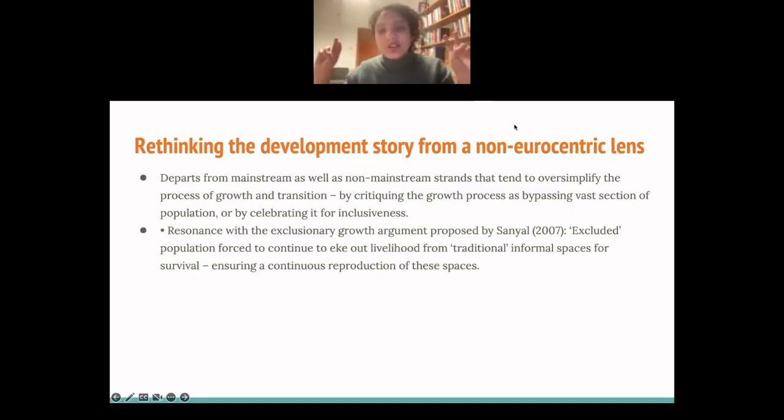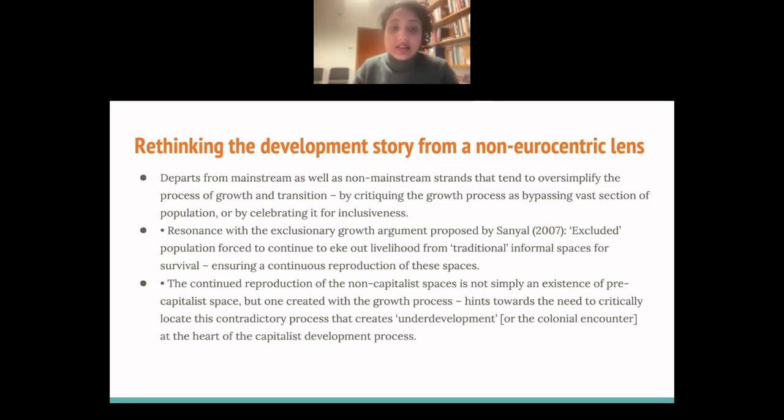that this excluded population, in some senses, is what Jan Breman calls footloose labor. Workers are constantly trying to move across these economic segments in search of secure livelihoods, but are not able to, and in the process, they continuously reproduce these traditional informal spaces for their survival. This reproduction of the non-capitalist spaces is not simply a continued existence of a space that did not wither away with growth, but rather these spaces being continuously recreated with the growth process.